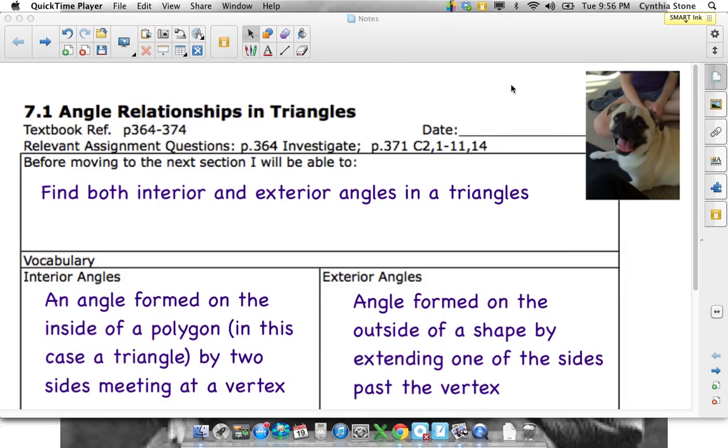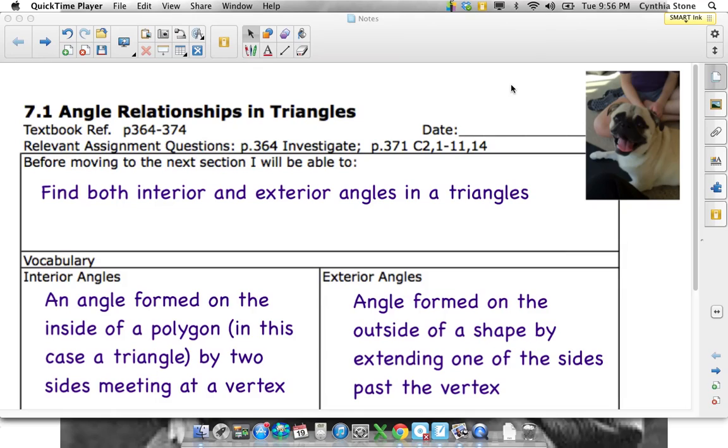Of the grade 9 academic math course, first section, angle relationships and triangles. This I expect to be some good review for you. Hopefully nothing new, but if it is, I think either way it's not that difficult. And because it's so easy, Charlie's really excited about it, not because he likes triangles that much.